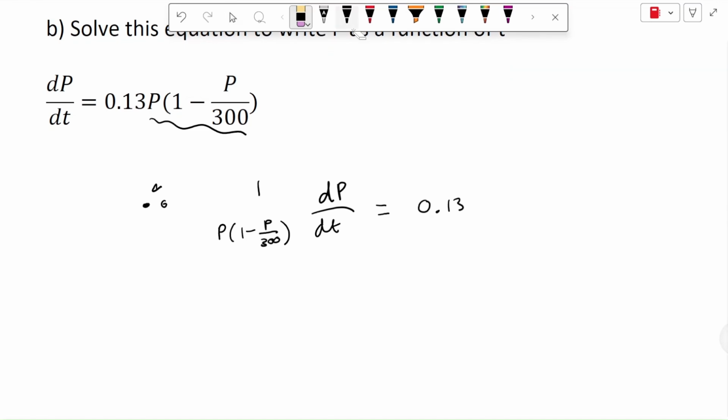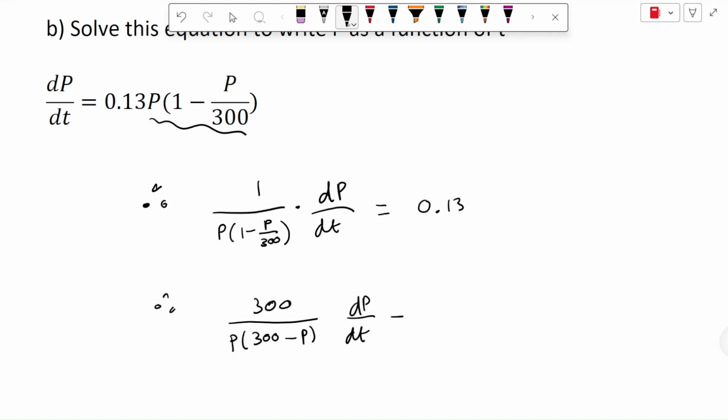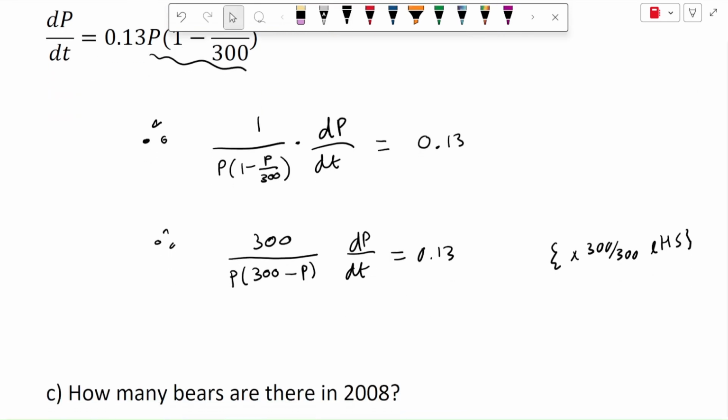Next step that we've got to do is we have to times the top and the bottom of this fraction by 300. So on the bottom, I'm going to still have P there, but I'm going to pull the 300 into the brackets. And you're just left with that. So I might just go times by 300 over 300 to the left-hand side. So just explaining what we're doing there.